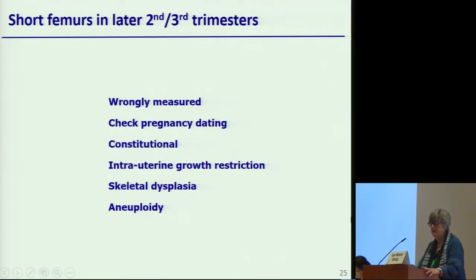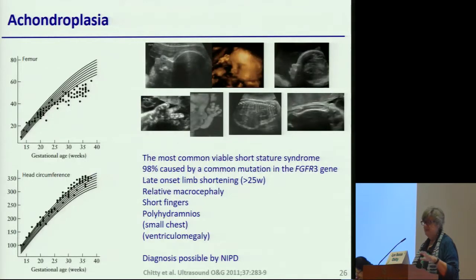Can we briefly think about short femurs in the later second or early third trimesters? Again, we come back to, have they been measured correctly earlier in pregnancy? Check the pregnancy dating, look at the parental height. Look for intrauterine growth restriction. Check the Down syndrome screening results for low PAPP-A and high hCG. Consider aneuploidy and consider skeletal dysplasias. And the most common skeletal dysplasia that will present in the third trimester is achondroplasia.